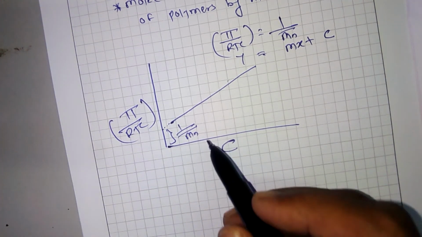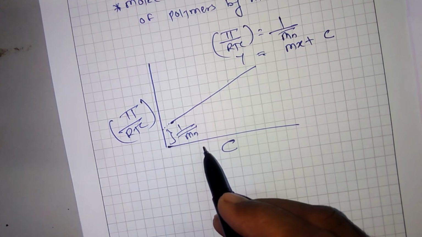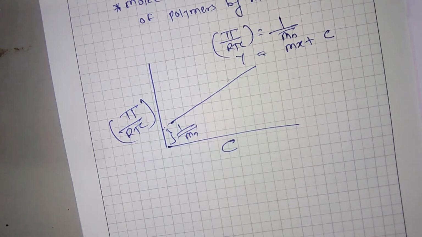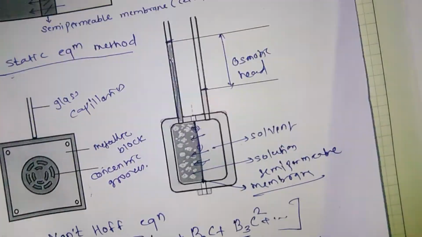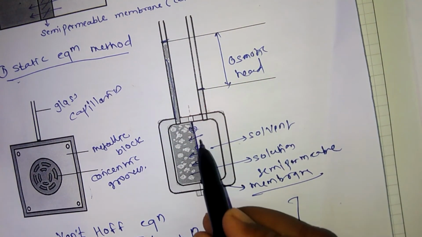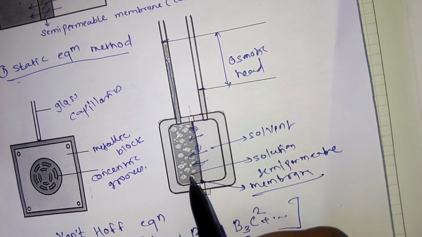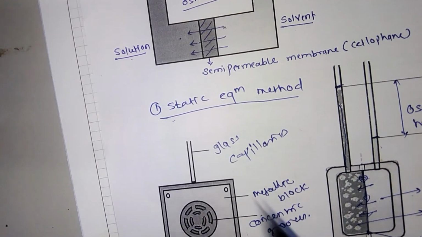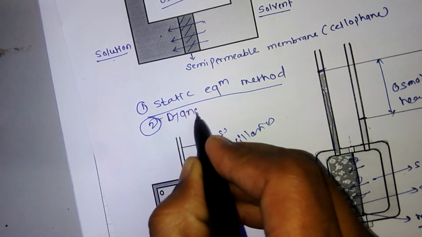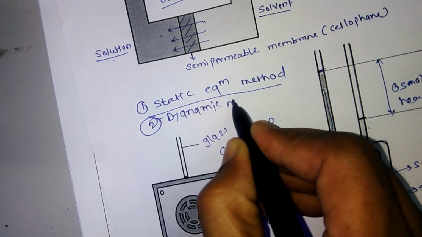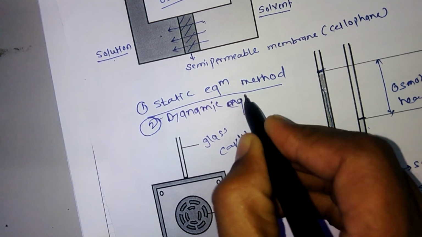This process takes a long time. It takes way too much time to reach equilibrium, the flow equilibrium between these two levels. So another method is the dynamic equilibrium method.